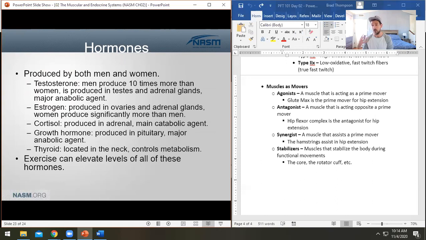Growth hormone, that's produced by both sexes as well. That's going to trigger cellular growth. Thyroid hormone is going to regulate your metabolism. But what's really cool is that exercise, because it is a stressful event, actually enhances the production of all of these hormones, and we really like hormones.